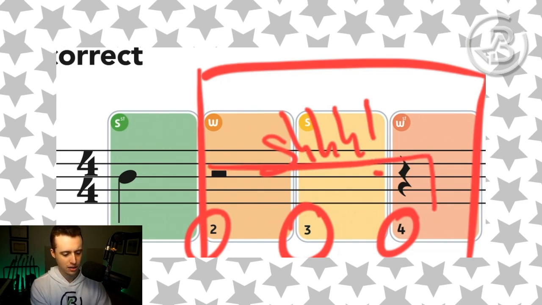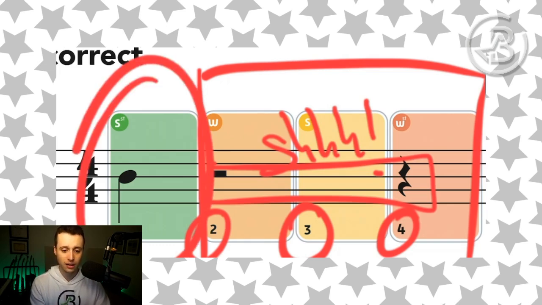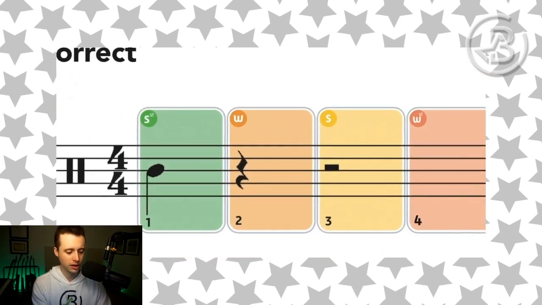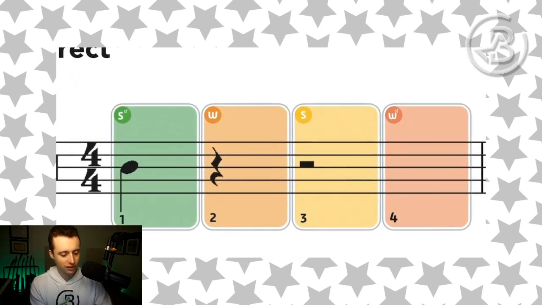We want rests on beats 2, 3, and 4. So we want one sound, one attack on beat 1, and then on 2, 3, and 4, shh, we want silence. So let's take a look at what that looks like when we write it correctly. Because you cannot have that half rest on a weak beat, and you also don't want to break the divide between beats 2 and 3, only 3 things can do that: a whole rest, a whole note, and a half note.